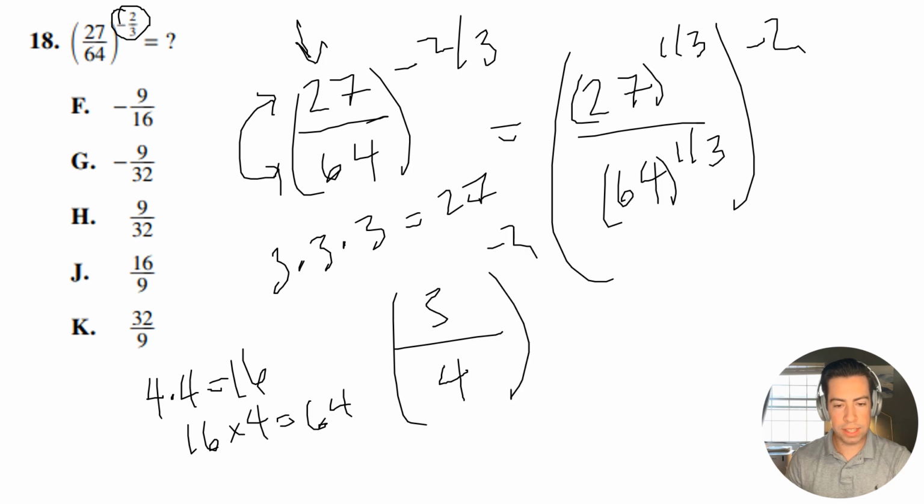So now we're going to take this entire thing to the negative 2 power. What that's going to look like is 3 to the negative 2 over 4 to the negative 2. Okay, so now that we have this, let me go ahead and clear some space.